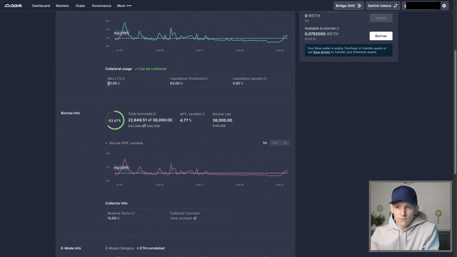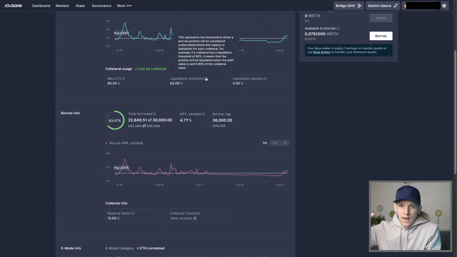So if you've got $10,000 on, you can borrow $8,000 against it. Liquidation threshold. This is the percentage that you get liquidated at. So if you borrow 80% of your collateral and then ETH falls in price, what happens is that your loan to value has now gone up as a percentage of your collateral. Once that hits 83%, so if your loan that you've taken out is 83% of your collateral, that's when you start to get liquidated. What happens?